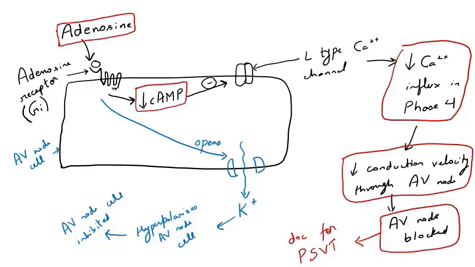That's why adenosine is drug of choice for paroxysmal supraventricular tachycardia, because it results in AV node blockage. And also it is short-lived. It has a short half-life of approximately 10 seconds. And it causes AV node blockage. So adenosine is drug of choice for paroxysmal supraventricular tachycardia treatment.